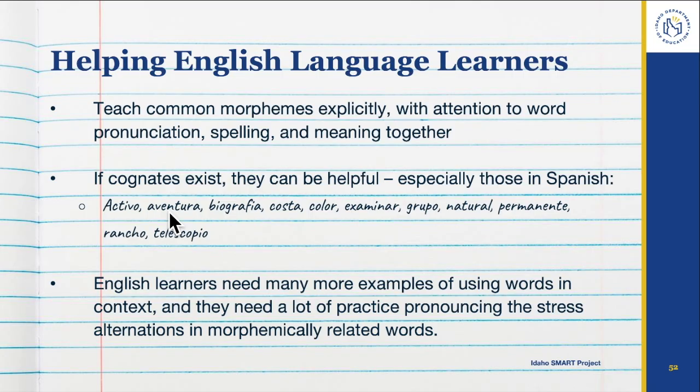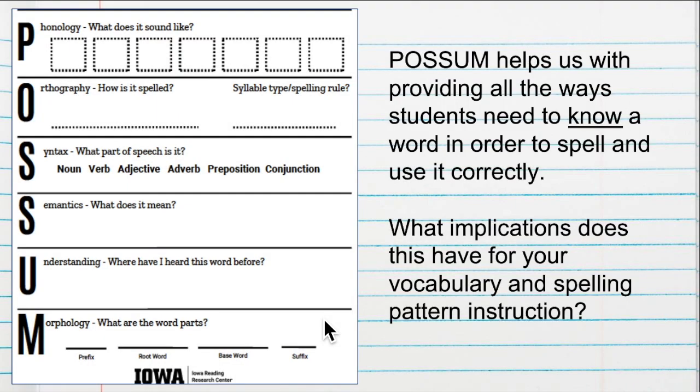If you're dealing with students who are English language learners, teach the most common ones first. Pay attention to the spelling and the pronunciation. Look for any cognates that exist in Spanish. That is incredibly helpful for Spanish speakers, because Spanish is a very one-to-one correspondence language, and it is very Latin based. So look for those connections, especially for English morphemes.